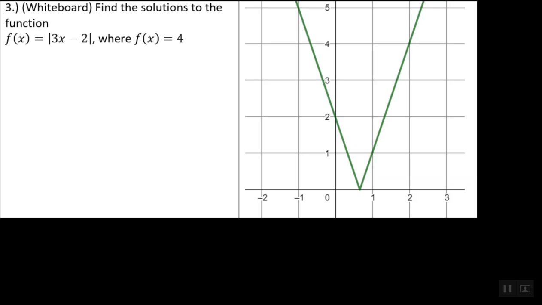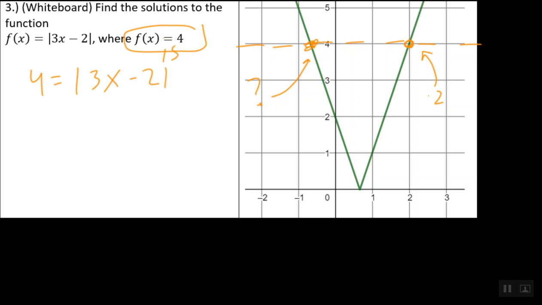Find the solutions to the function f of x is equal to the absolute value of 3x minus 2, where f of x is equal to positive 4. Okay, so here's positive 4. Notice our graph does cross, so we probably will have a solution. And notice here it's a whole number. It's the value of 2. However, here it's not a whole number. And so this is something that we would have to solve for algebraically to know the exact answer. So f of x is 4. We set f of x equal to 4. We have the absolute value of 3x minus 2.